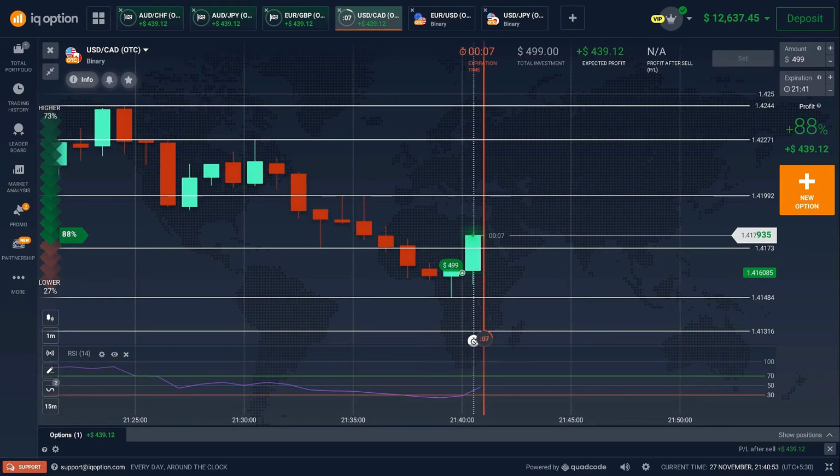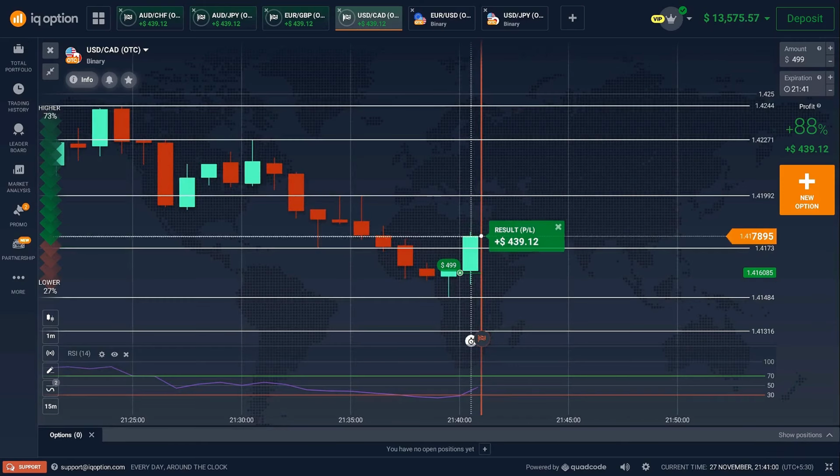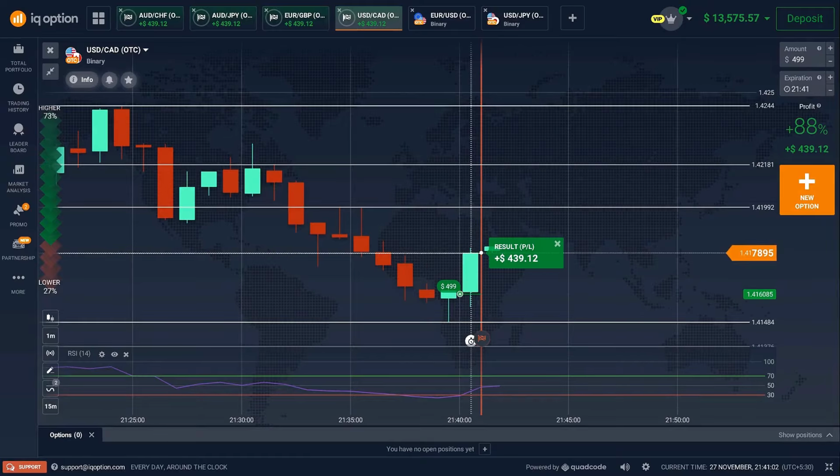The price starts to respect the support zone, and momentum begins to shift. And here comes the result. The price continues upward and closes above our entry level before expiry. The trade finishes in profit, exactly as expected from a high probability support reversal.